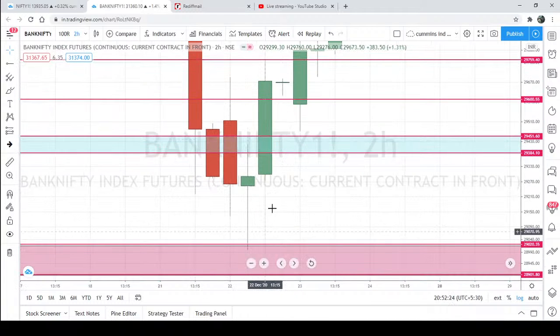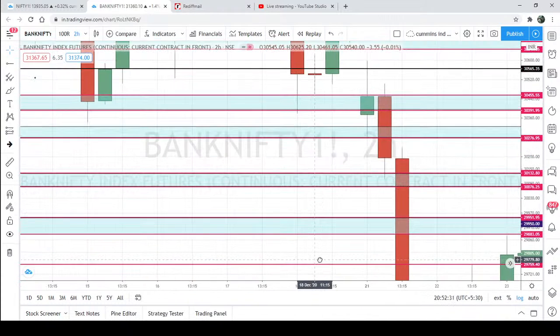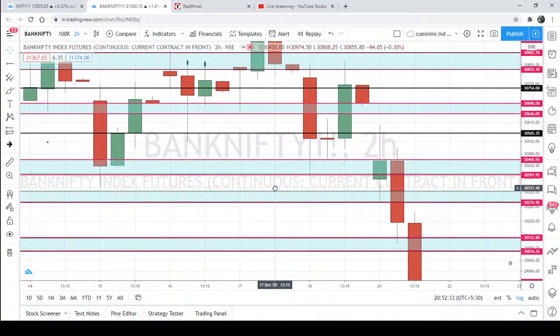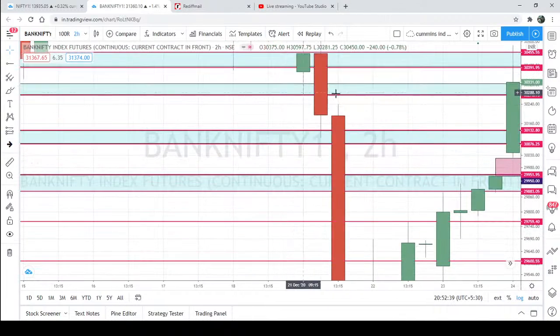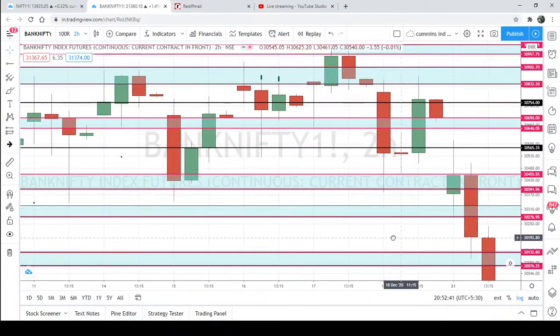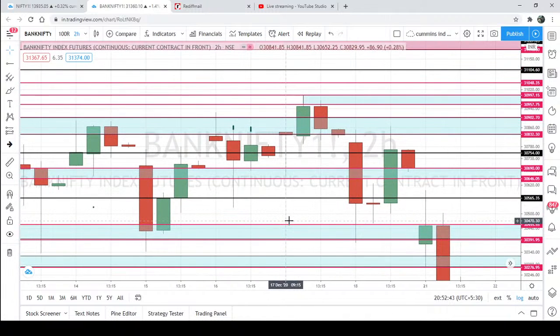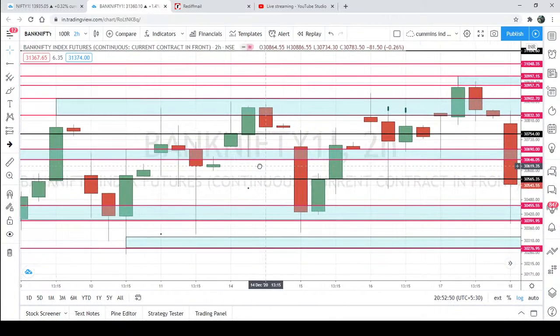You can see here there was a spinning top here. Once the high broke, there's been good momentum on the upside. I'll show you some more spinning tops. This is a doji, and you can see this is a kind of spinning top. Once the low broke, you can see the momentum here. This usually I check on the 2 hour chart. You can check it out here.